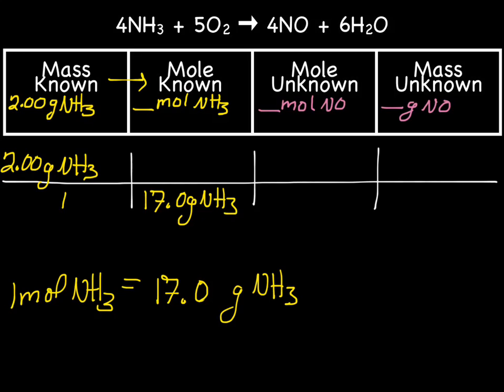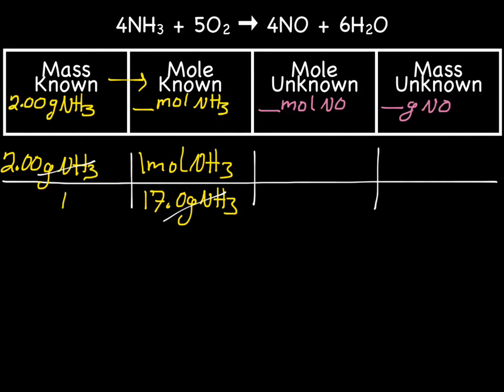And on the top, we'll go 1 mole NH3. Okay, and our mistake blockers, does grams NH3 cross out grams NH3? It does. We're at mole NH3, which is where we expected it to be. So we haven't made a wrong turn yet. So far, so good. Okay, so we are at mole known, or mole NH3.